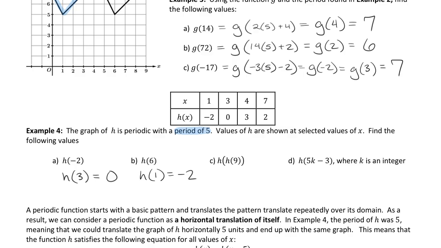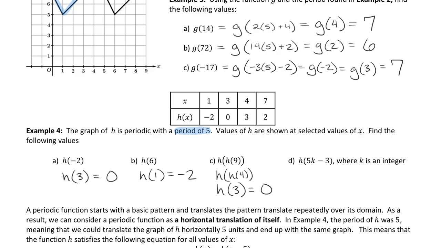What about h of 9? H of 9, starting on the inside, is not in my table. But what is that is 5 units away? 4, right? So you would do 3, and then you would do 3 again. Would it be 0? It would. So h of 4 is 3, and h of 3 is 0. You work from the inside out when we have composition. Okay.